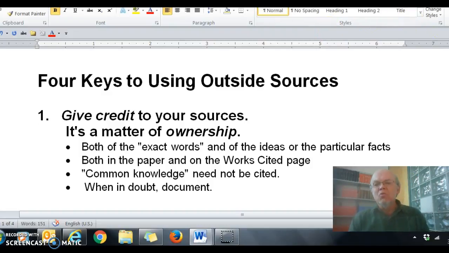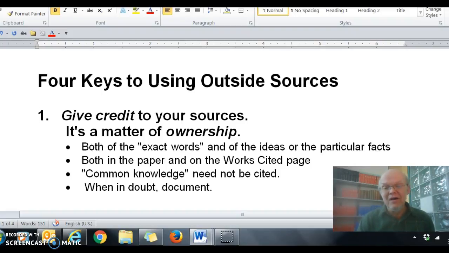So we all know the obligation to give credit to the sources, to other people's exact words. Nobody will doubt the fact that we need to put into quotation the exact words of any of our sources. They own them, right? In the same way that I own a car that I might lend to someone else, okay? And at the same time, we are also obligated to give credit not just to people's exact words, but to their ideas or their particular facts, all right?